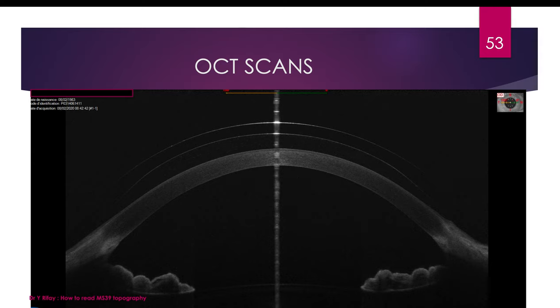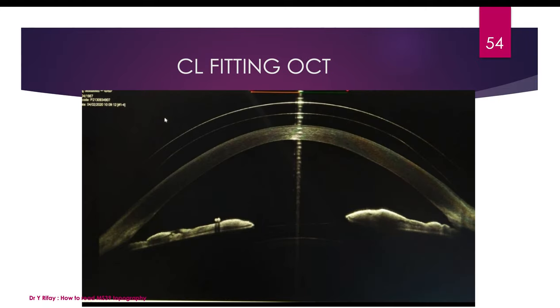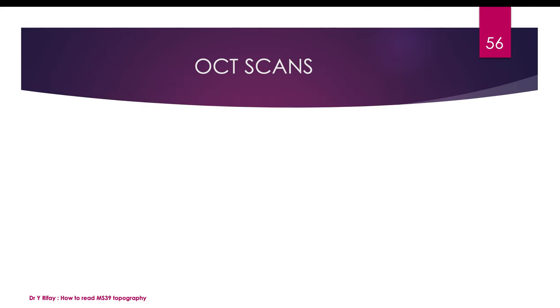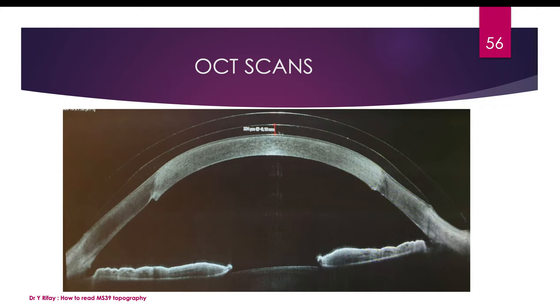This is an OCT that helps us to do a contact lens fitting, a scleral lens fitting. This is a case of a corneal scar. This is a case of a scleral contact lens fitting in an eye with a corneal graft. You can see this high resolution of the OCT, and we can measure the clearance of the lens, and this helps us to do a very, very good contact lens fitting.